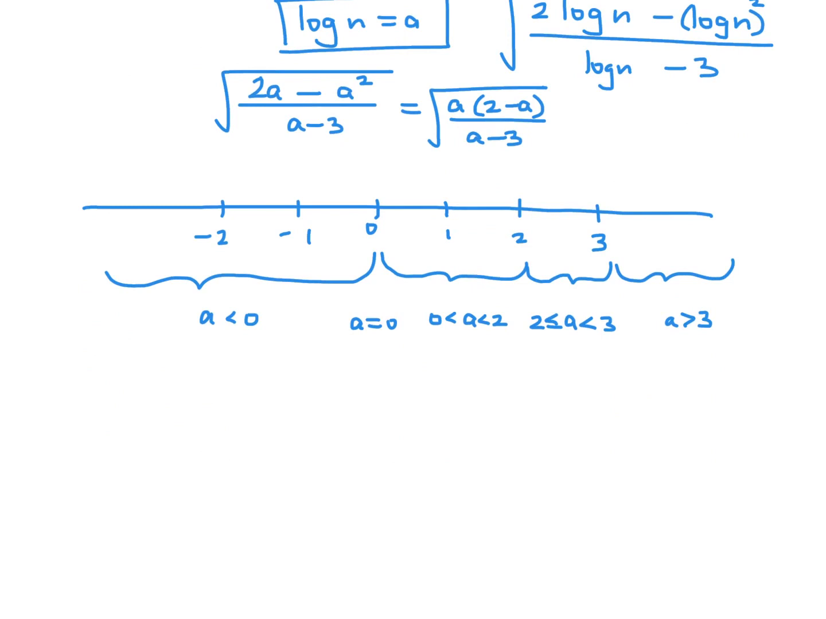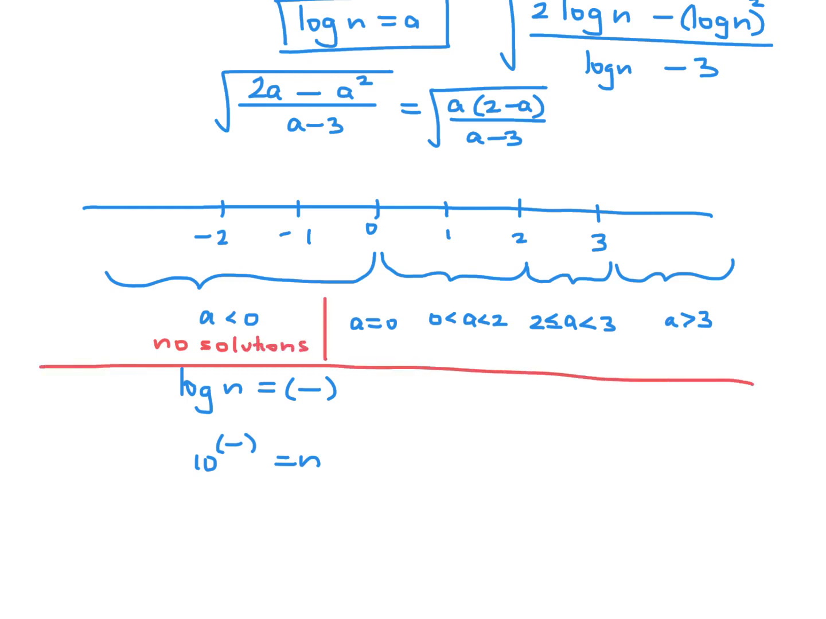When a is less than 0, that would basically mean that the log of n would be some negative number, right? So that means 10 to some negative exponent is n. And if that's the case, then we're not going to get integer values for n, I believe. Because for example, if it's negative 1, it'll be 1 over 10. If it's negative 2, it'll be 1 over 100, and so on. So this does not give me any solutions. So no solutions. Okay. So far, so good.